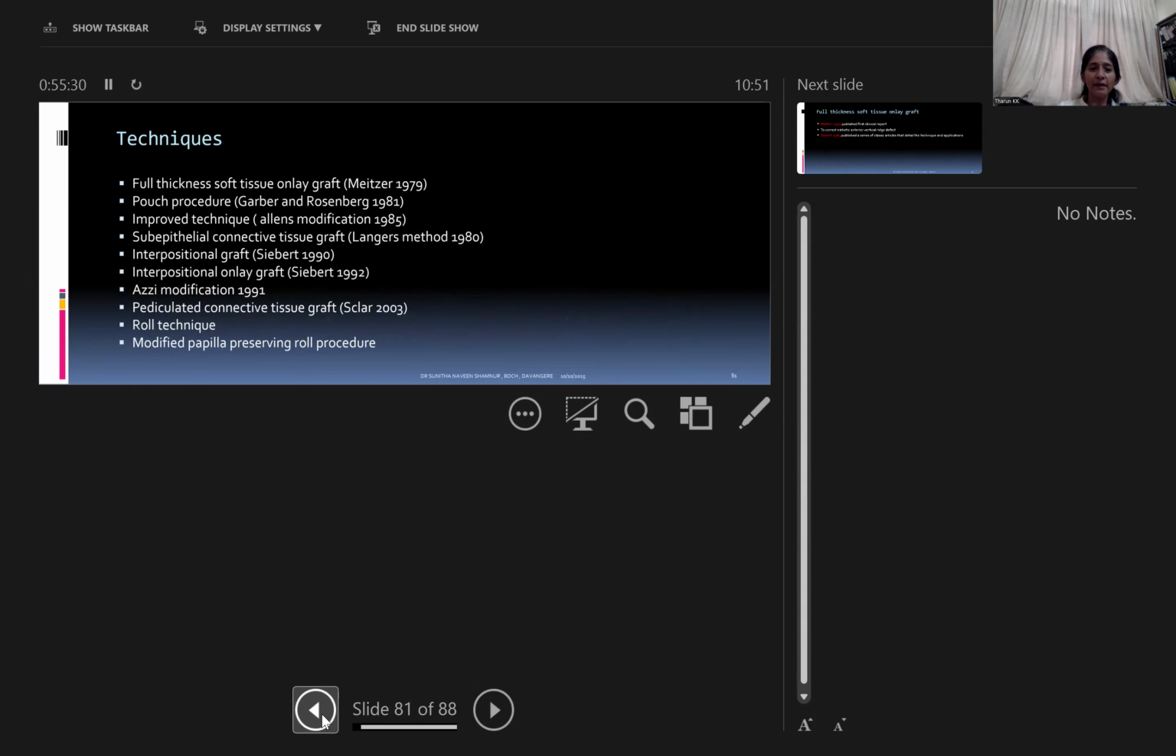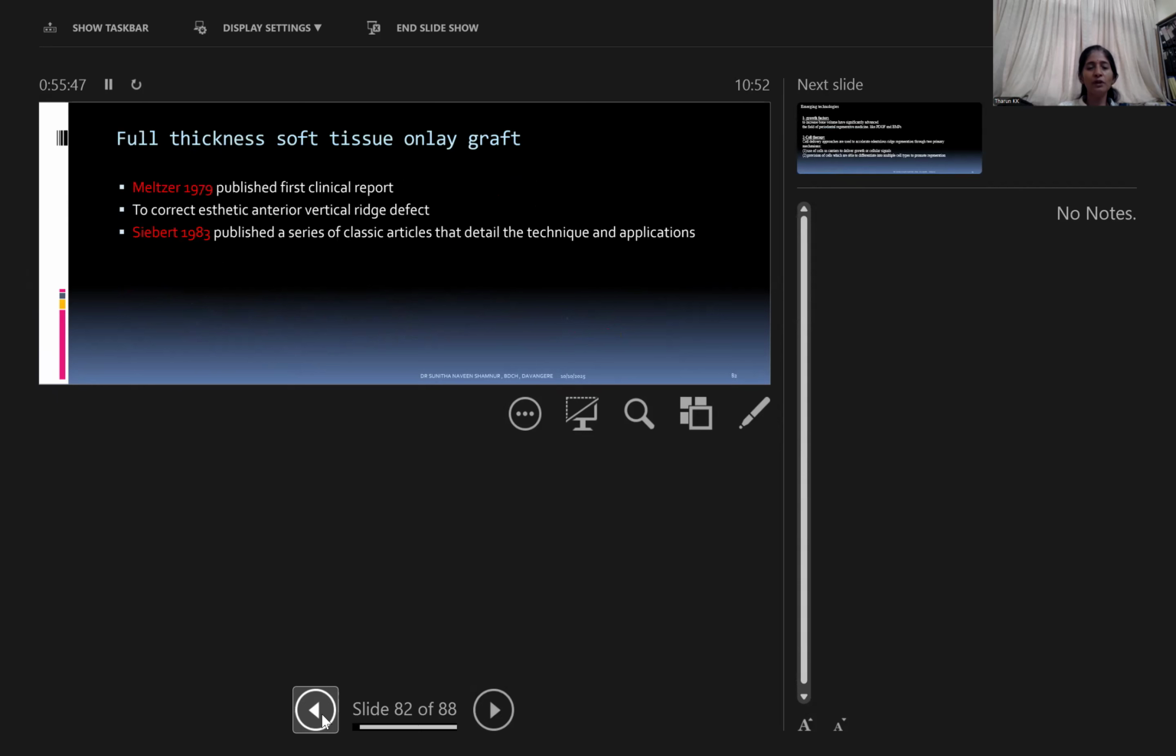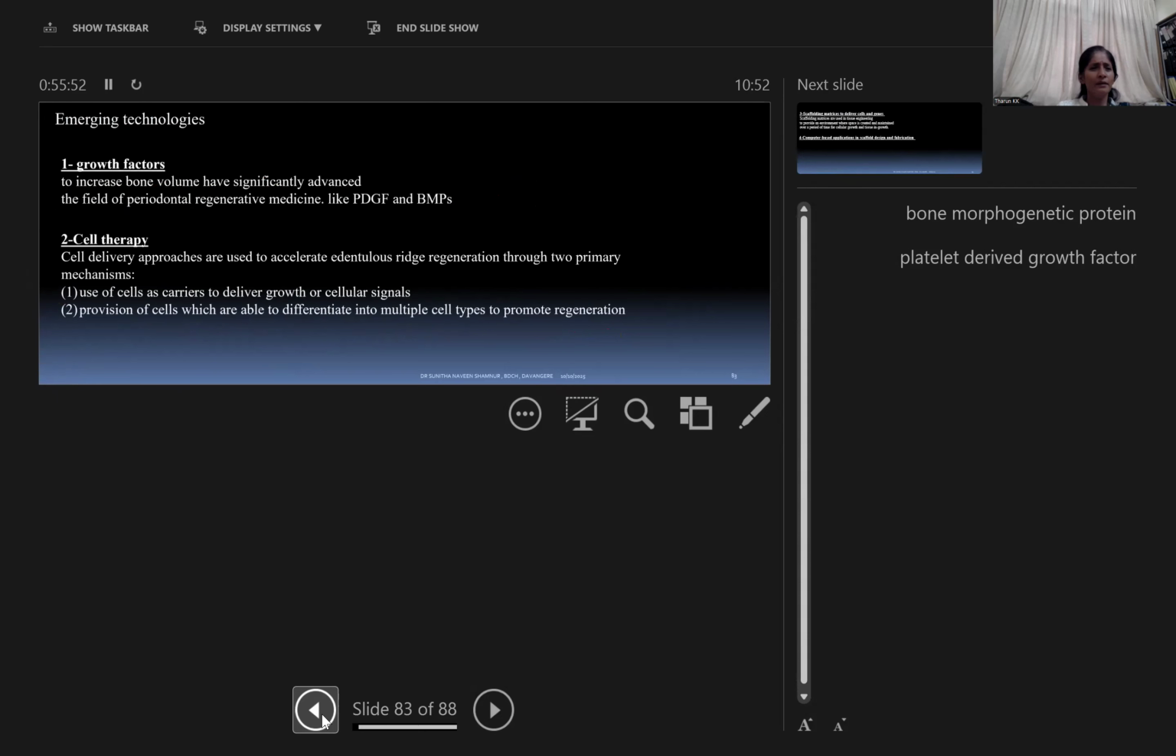So to summarize, what are the techniques? You have the full thickness soft tissue only, the pouch, the roll technique, the modified papilla or the interpositional graft, the Palacci technique, the subepithelial connective tissue, which is also known as Langer's method. And you have the full thickness soft tissue only graft given by Metzler, Siebert.